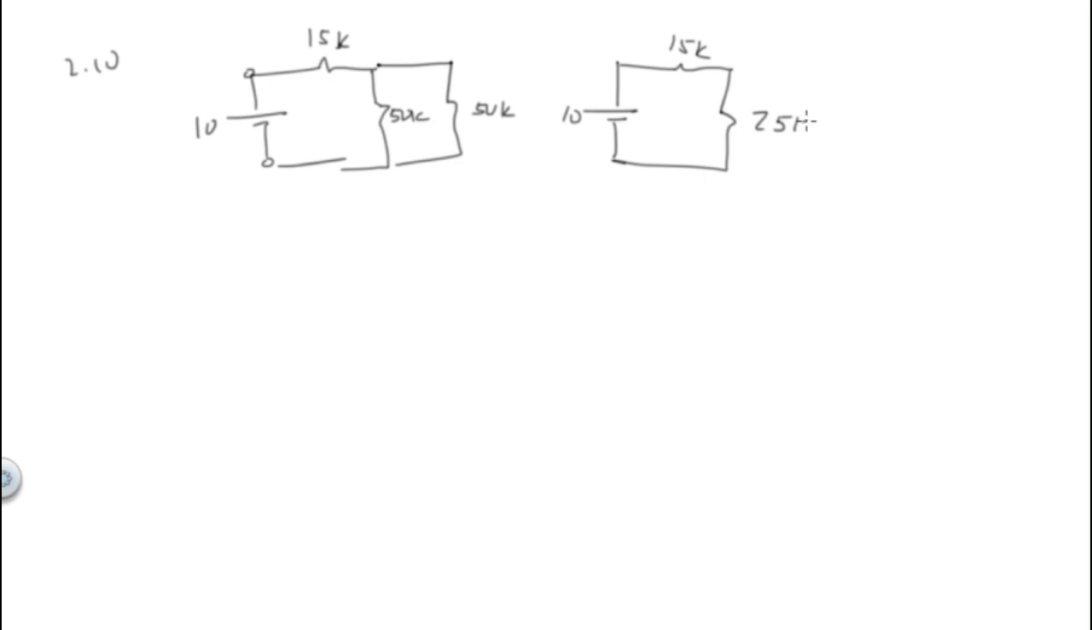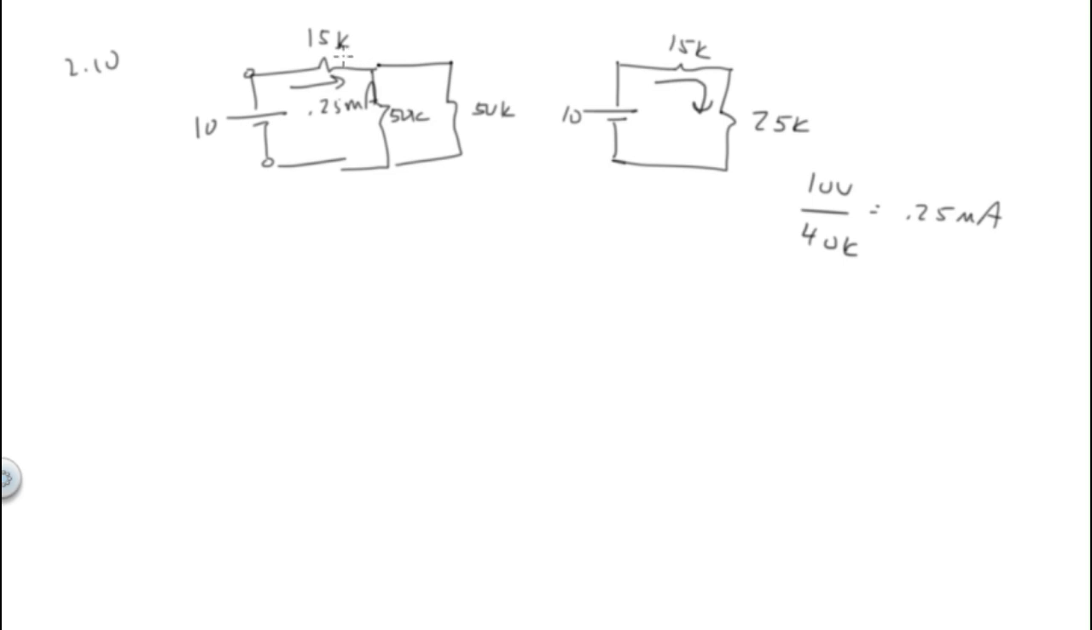25K. So what's the current flowing around there? Well, these are in series, right? So 25 and 15 is 40K. So it's 10 volts divided by 40K. What is that? 10 divided by 40 is 0.25 milliamps. So now I know my current going through here, 0.25 milliamps.